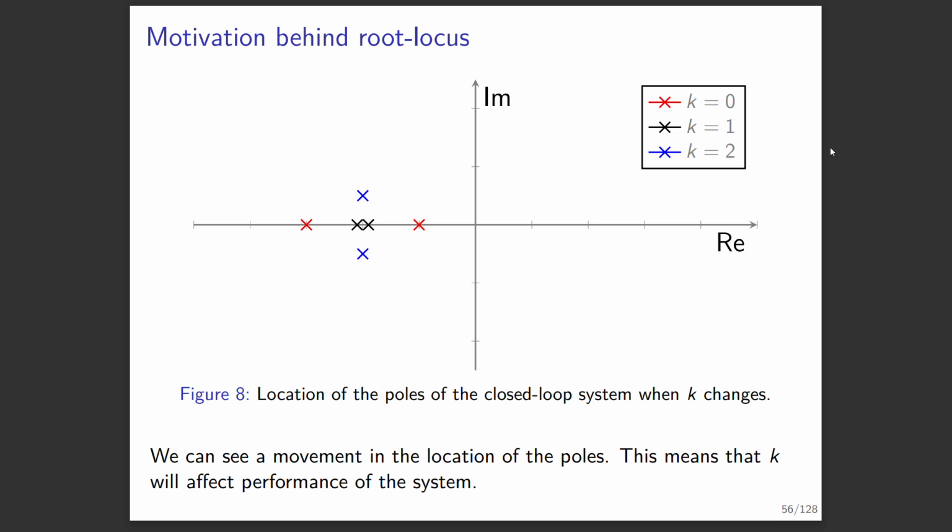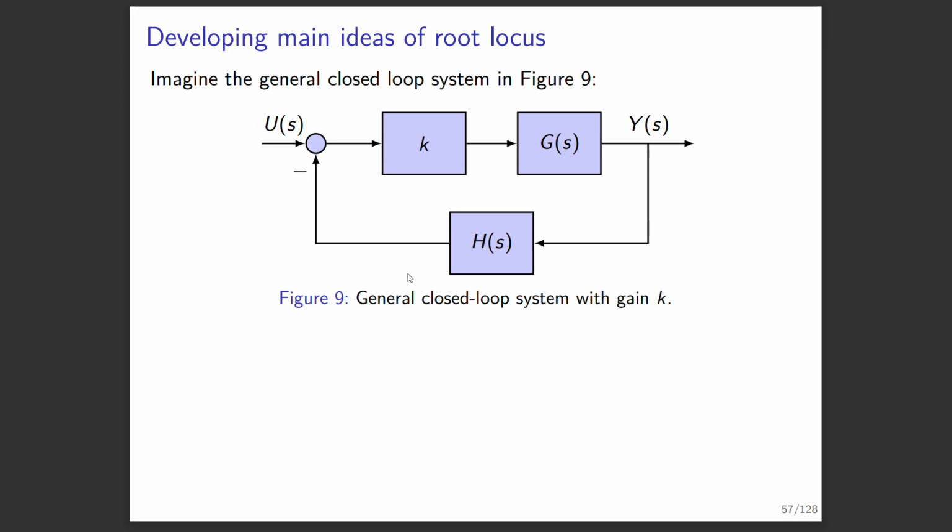Previously, we looked at root locus, and we got to this graph. We said we are looking for some result that shows me graphically how poles are going to move if I increase some unknown parameter in my system. So let's develop the main ideas behind root locus.